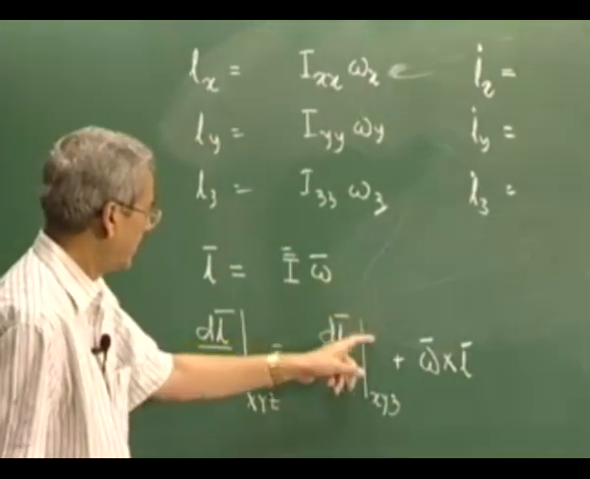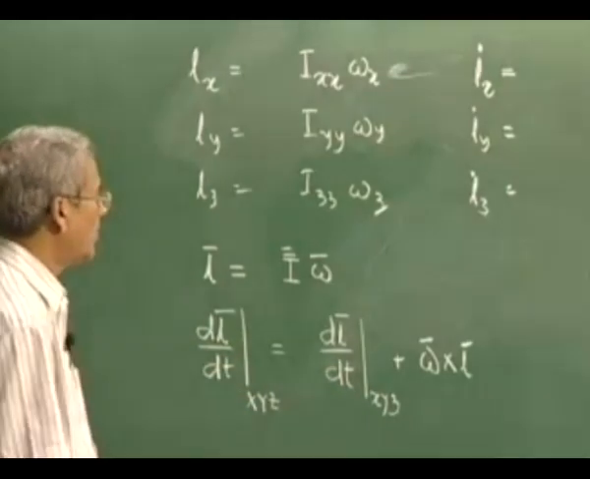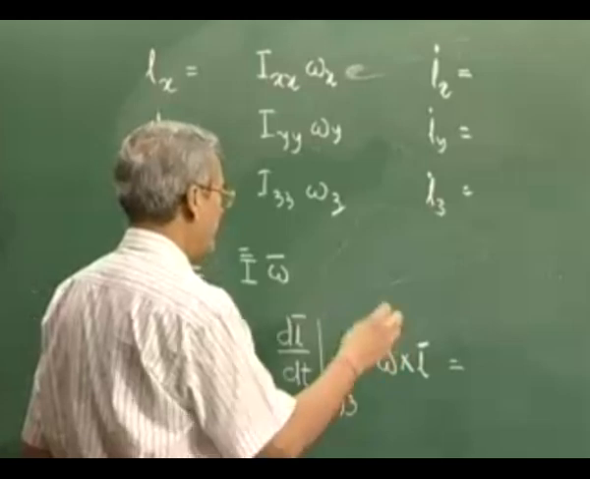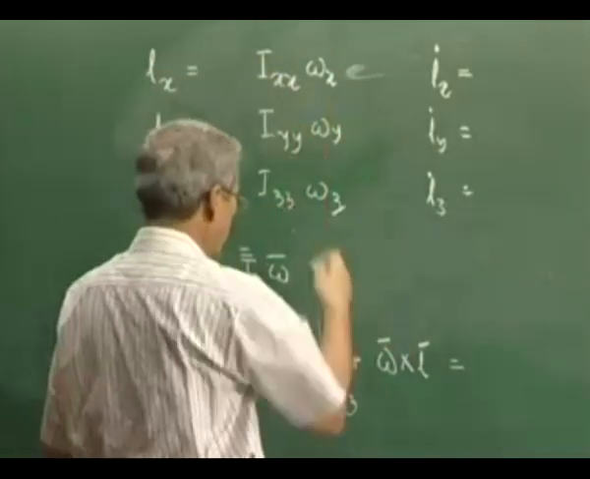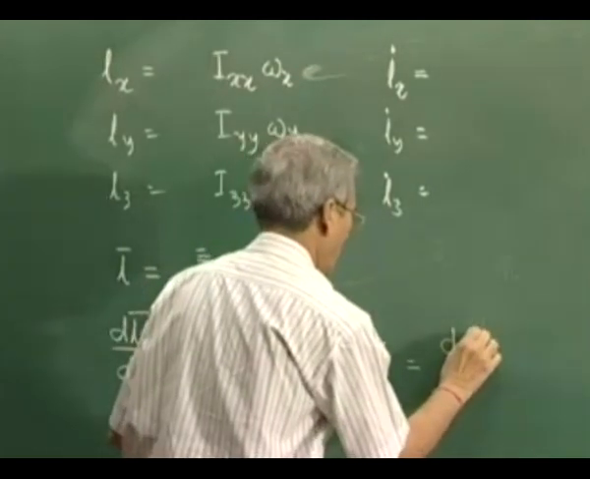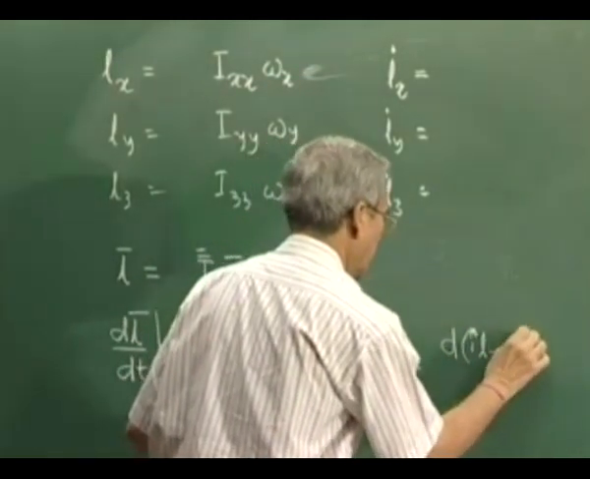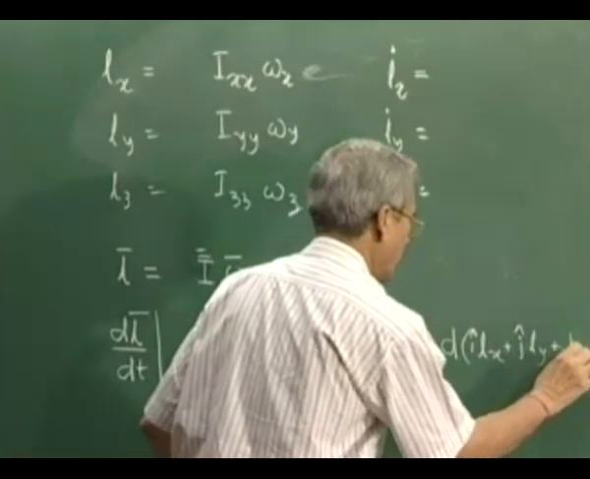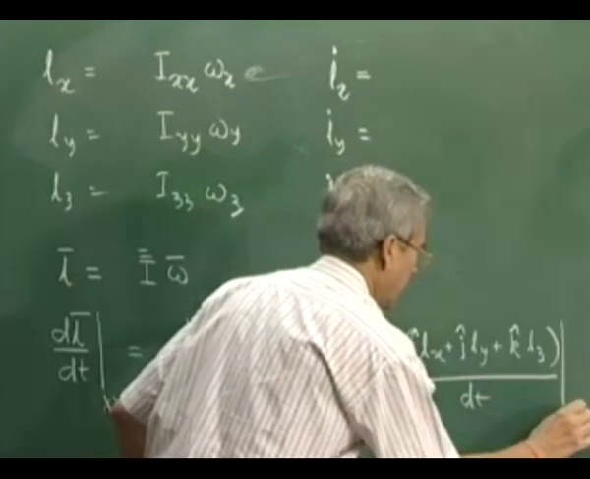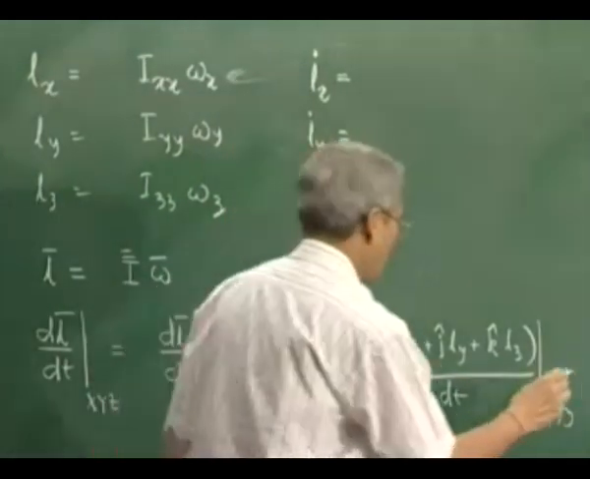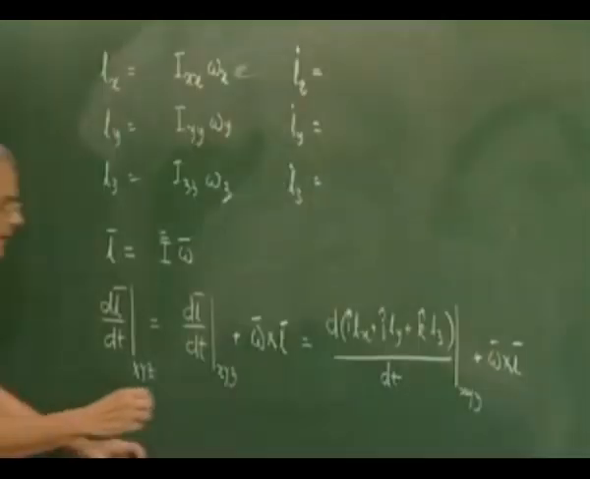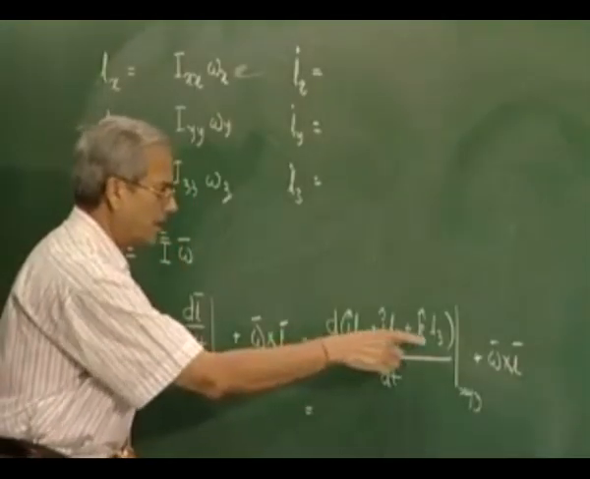Now here, if we want to find out what dL/dt will be. L, we have seen, has components like this, so we can write it as i Lx plus j Ly plus k Lz. dL/dt in the xyz system plus omega cross L. This now splits up into these three components.